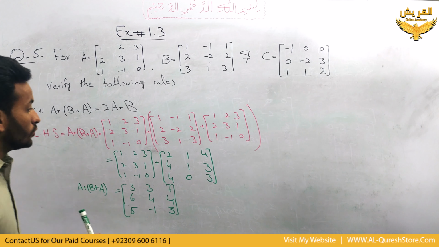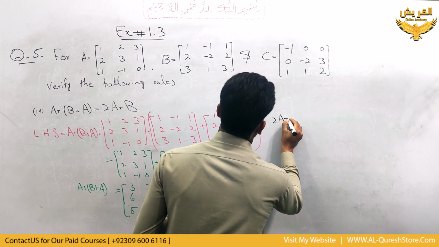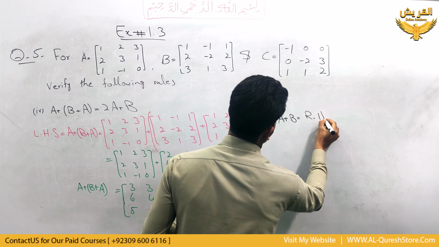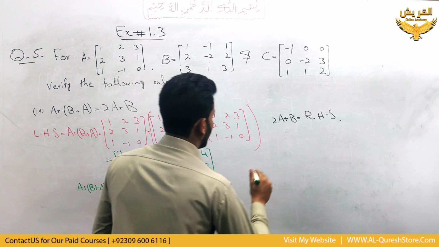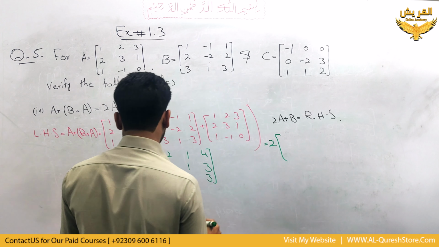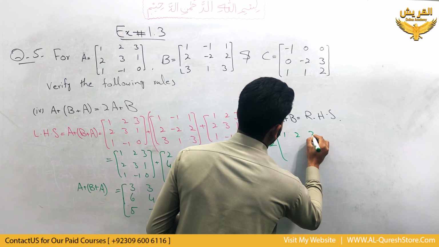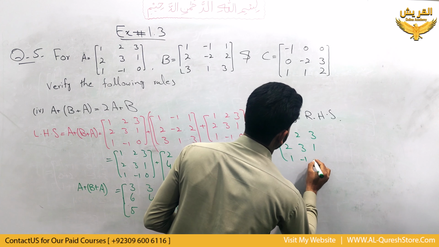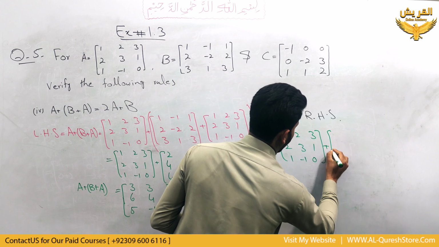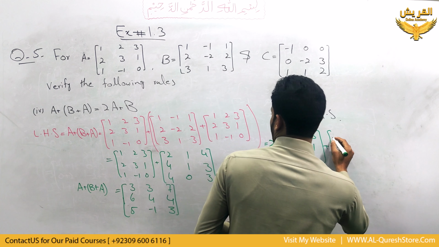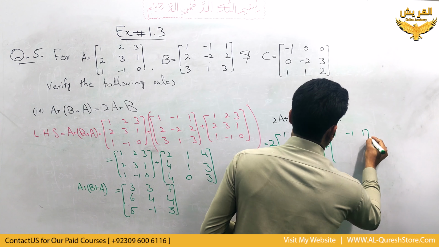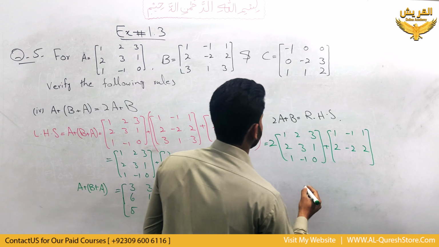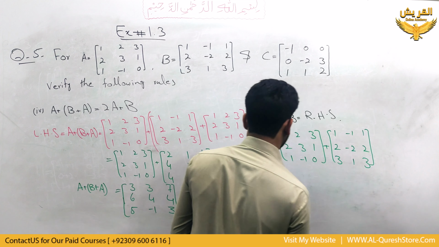For its next part, we use here 2A plus B. It is equal to the right hand side. For this we use 2 into the value of A, which is 1, 2, 3, 2, 3, 1 and 1 minus 1, 0, plus the value of B, which is 1 minus 1, 1, 2 minus 2, 2, 3, 1 and 3.